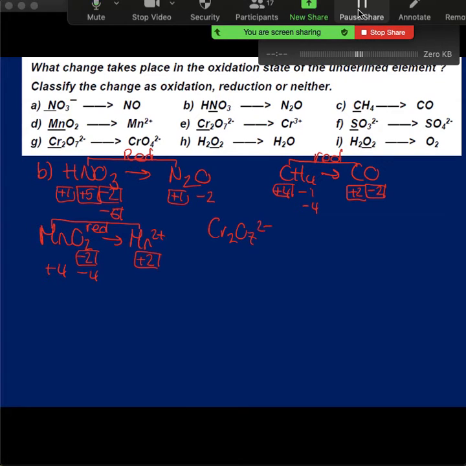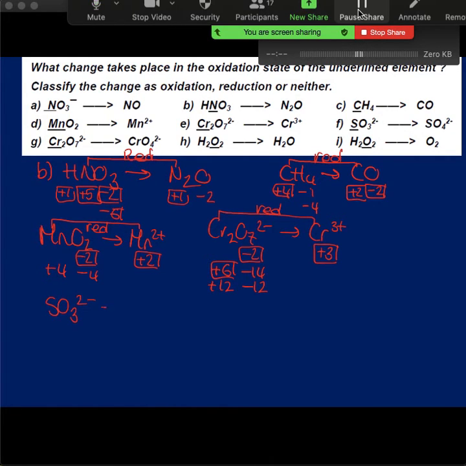Cr2O7 2 minus going to Cr3 plus. The Cr3 plus keeps its oxidation state of plus 3. It is minus 2 for oxygen. There are 7 of them, minus 14. I have to have 2 negatives left over, minus 12. It makes this side plus 12. It makes each chromium plus 6. So chromium is going from plus 6 to plus 3. That is a decrease in oxidation number. It is a reduction.